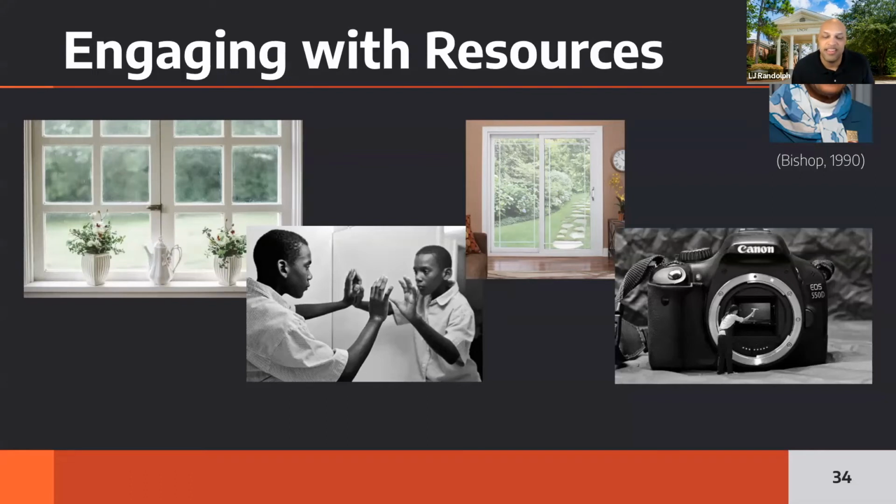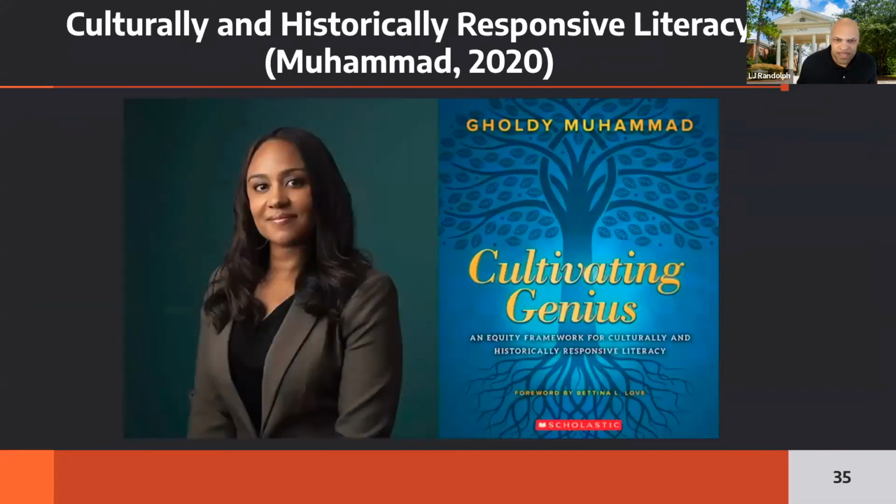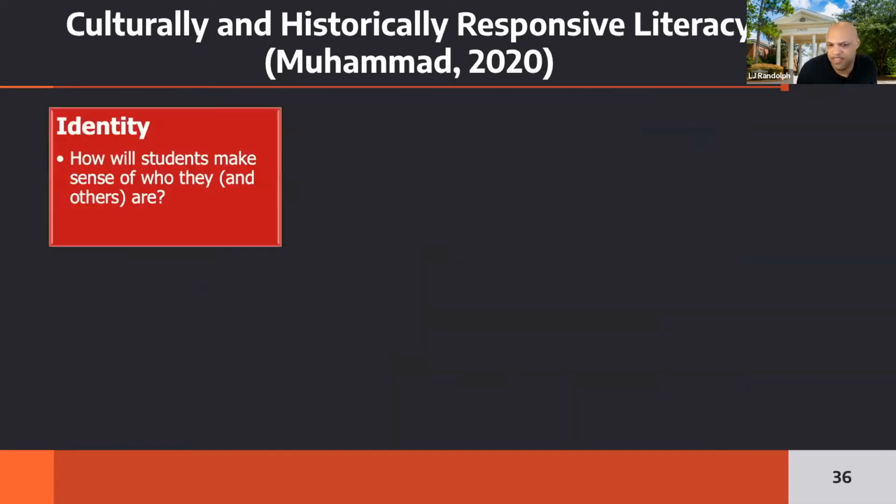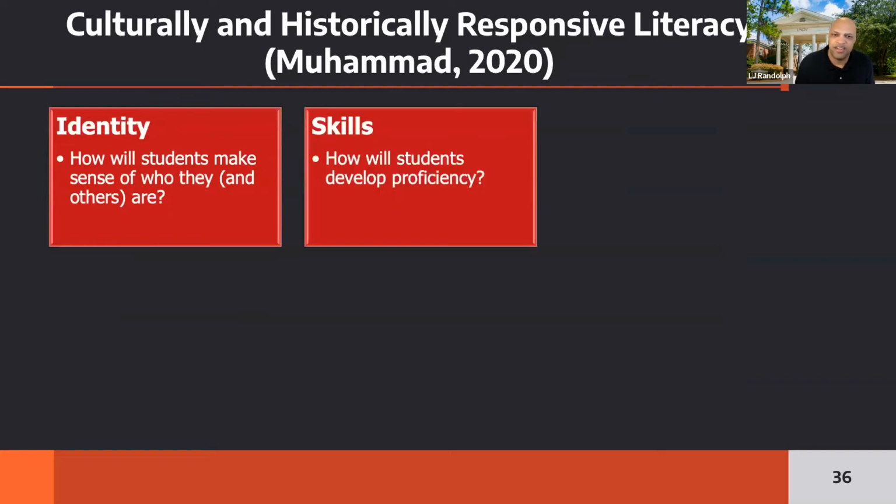that we come across in our class. And speaking of identity, I love Goldie Muhammad's culturally and historically responsive literacy framework that she outlines in her text, Cultivating Genius. And it has 5 parts to it. And here I have essential questions that I think relate to looking at these 5 elements in the language classroom. So with identity, thinking about how students make sense of who they and others are.